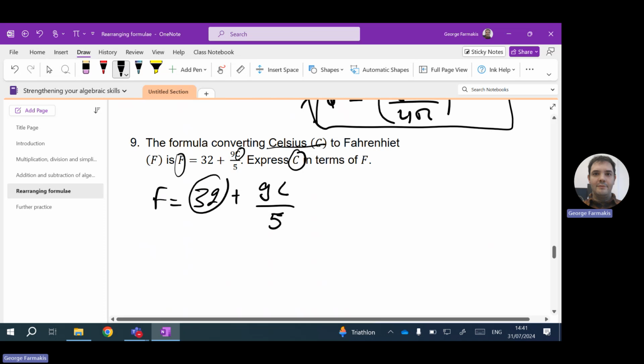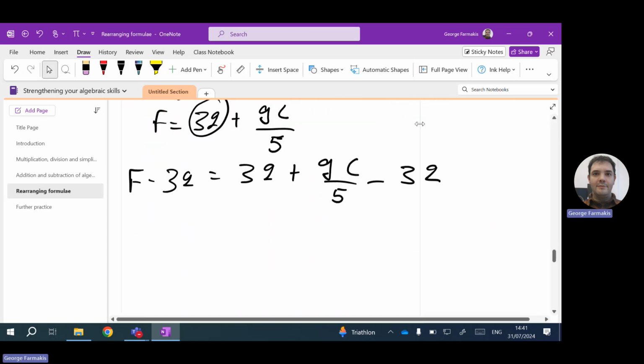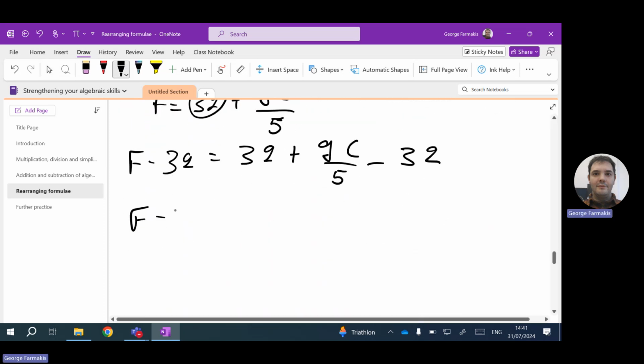Let's get rid of the 32 first. So always get rid of the constant. Because we are adding 32, so this is positive, we need to subtract it from both sides. So we have 32 plus 9C over 5 minus 32. This means that I have F minus 32 equals 9C over 5, because 32 and minus 32 will give me 0.